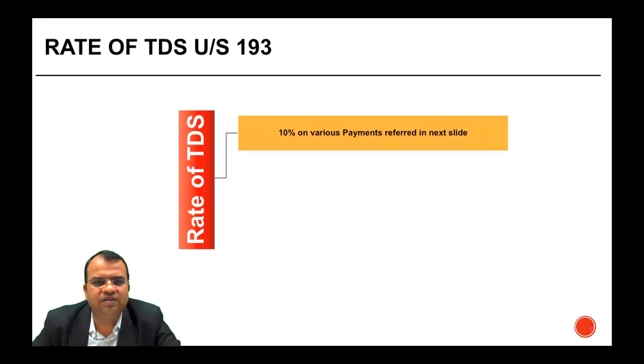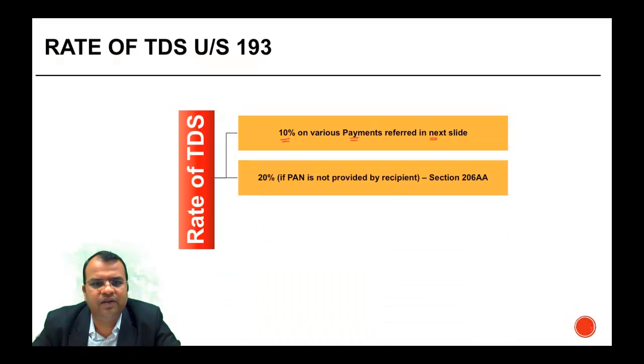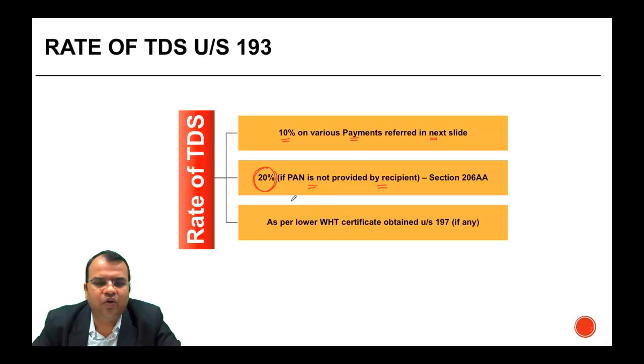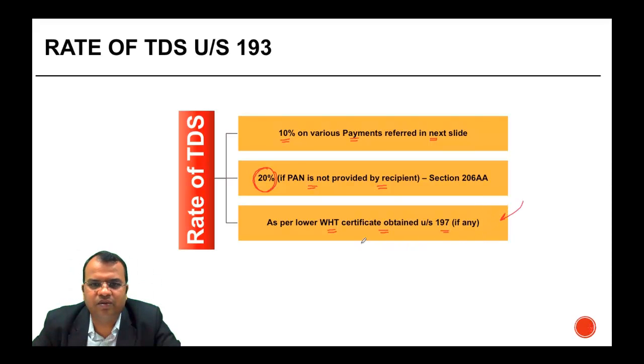What is the rate of TDS under Section 193? The general rate of TDS under Section 193 is 10%. There are various payments which we have covered in the next slide where this has to be applied. But if the recipient does not give the PAN number, if the PAN is not provided by the recipient, then the withholding tax rate will be 20%. However, in all these cases, if a lower withholding tax certificate is obtained under Section 197, there may be a case that the reduced rate may be available.